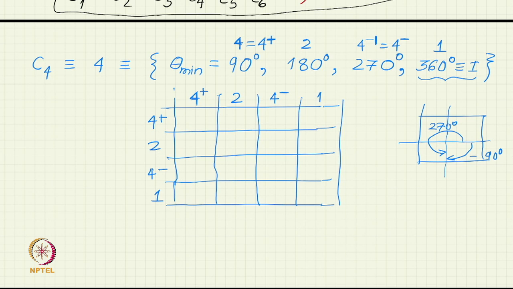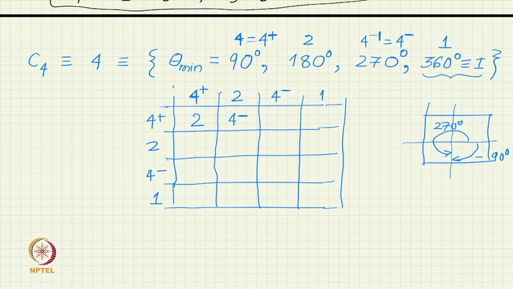So, 2 times 4 plus, that is 90 plus 90, 180, so that becomes 2. 4 plus and 2 is 90 plus 180, 270, so that is 4 minus. And 4 plus and 4 minus, plus 90 and minus 90, is an identity. So, they are the inverses, and then 4 plus and 1 is 4 plus. Similarly, you can complete the table.